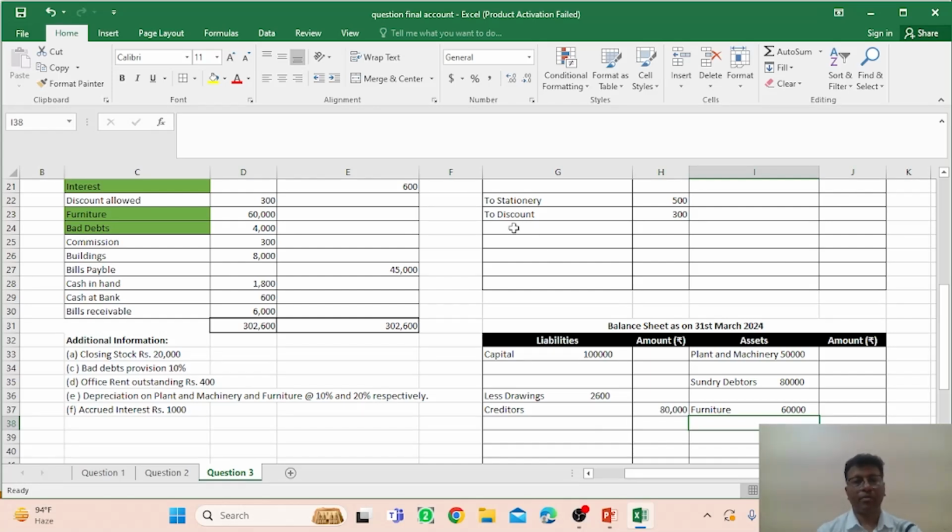Bad debts. This is the part of P&L account. To bad debts, because the adjustment is given to you related to this item. So 4,000 in the inner column you have to write. Okay, and commission. Okay, then commission again in the debit side, to commission, that is rupees 300.